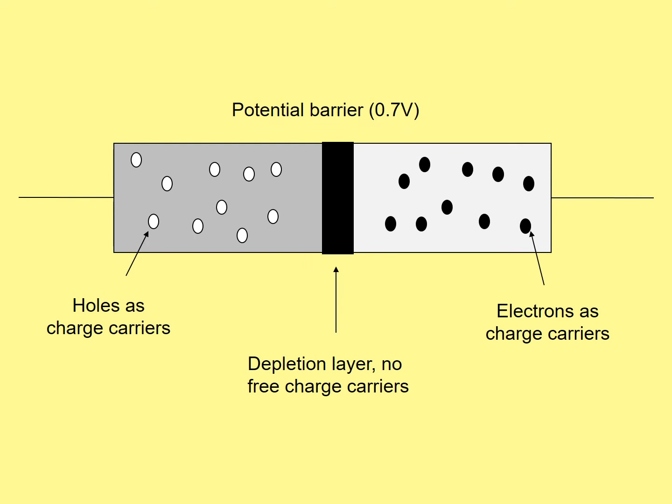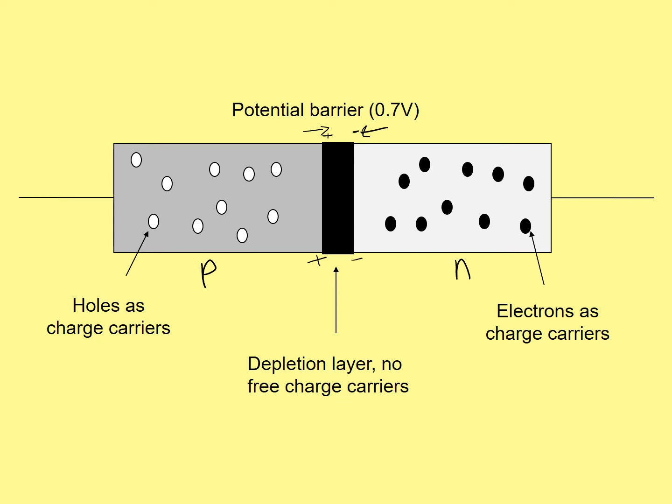So here's a diagram showing the potential barrier. We have our p-type material here, which has holes as charge carriers, and our n-type material here, which has electrons as charge carriers. Now, the electrons go into the depletion layer, the holes go into the depletion layer. So here we end up being negative, and here we end up being positive. So a positive and a negative here creates a potential barrier.